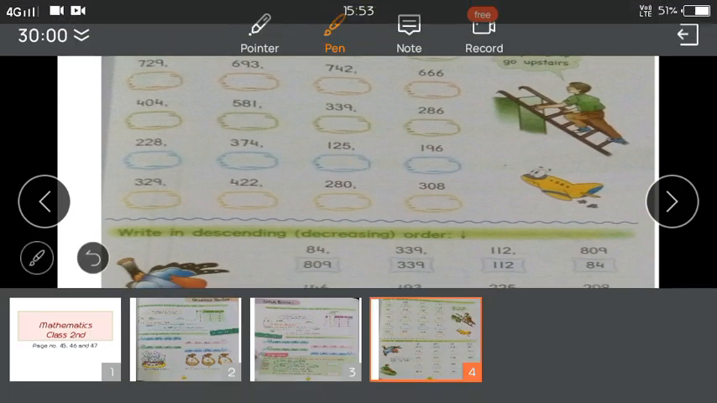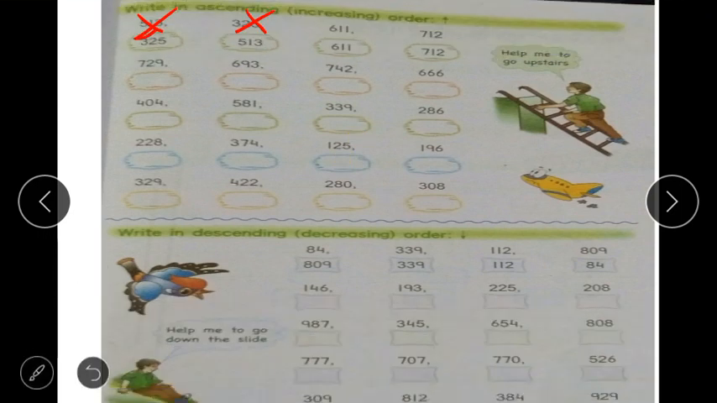Now compare 611 and 712. Which is smaller? In the 100 place 611 is smaller, so write 611, put a cross, and at last 712 will remain. Complete it. So this is written in ascending order or increasing order. Ascending order, increasing order, that is the same, that is small to big. The remaining questions you can also do yourself. Here you can see 700 and 700, both are the same. So what do you have to do? You have to go to the tens place. The tens place is 2, 4. So 2 is smaller, so 702 is smaller than 742.